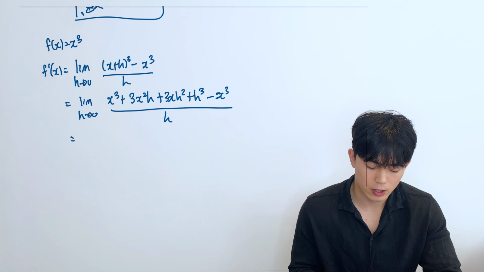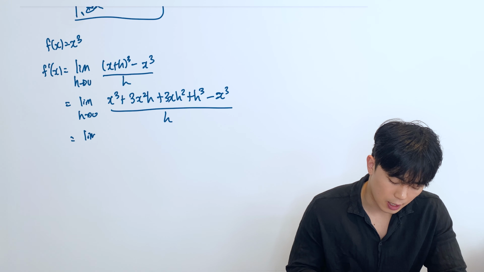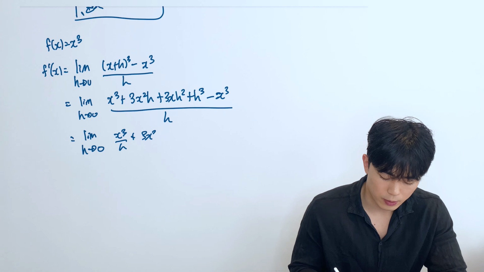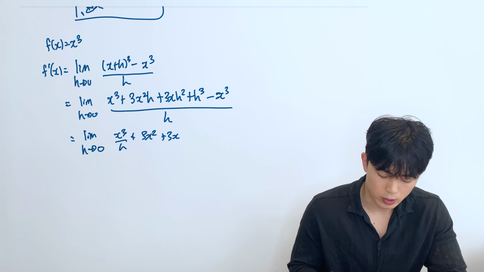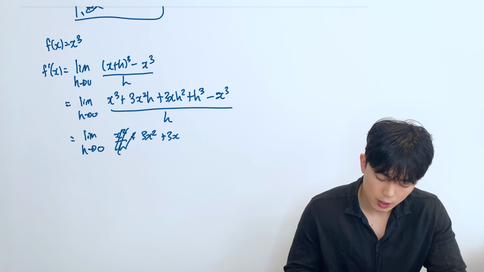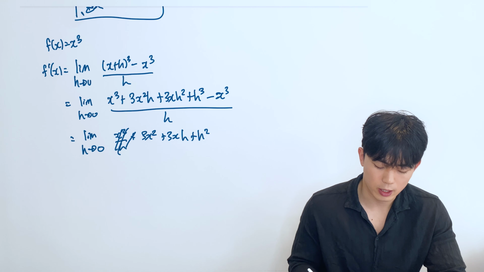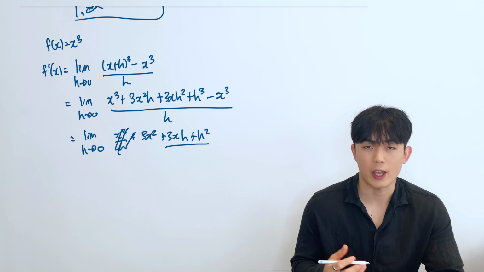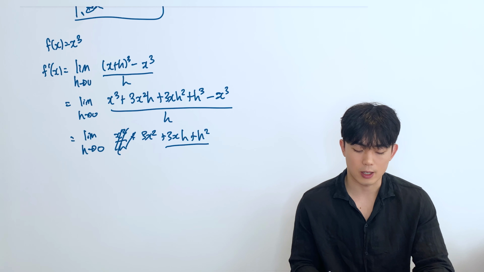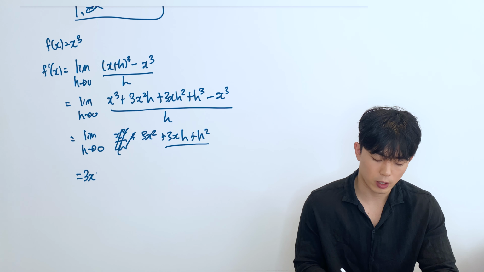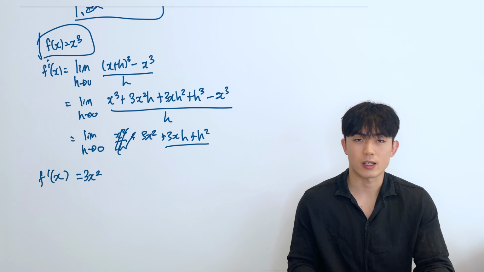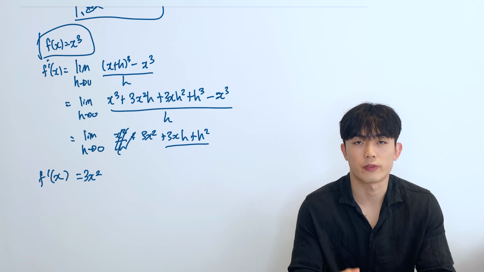We can now cancel out a bit, so we'll have limits as h tends to 0 of 3x squared plus 3xh plus h squared, like this, since the x cubed terms cancel out. You have to imagine what happens when h is 0. Well, these two terms have h in them, right? So if h is 0, they will cancel out, leaving us with just 3x squared. So the derivative of x cubed is just 3x squared. Okay, so this is differentiation from first principles.